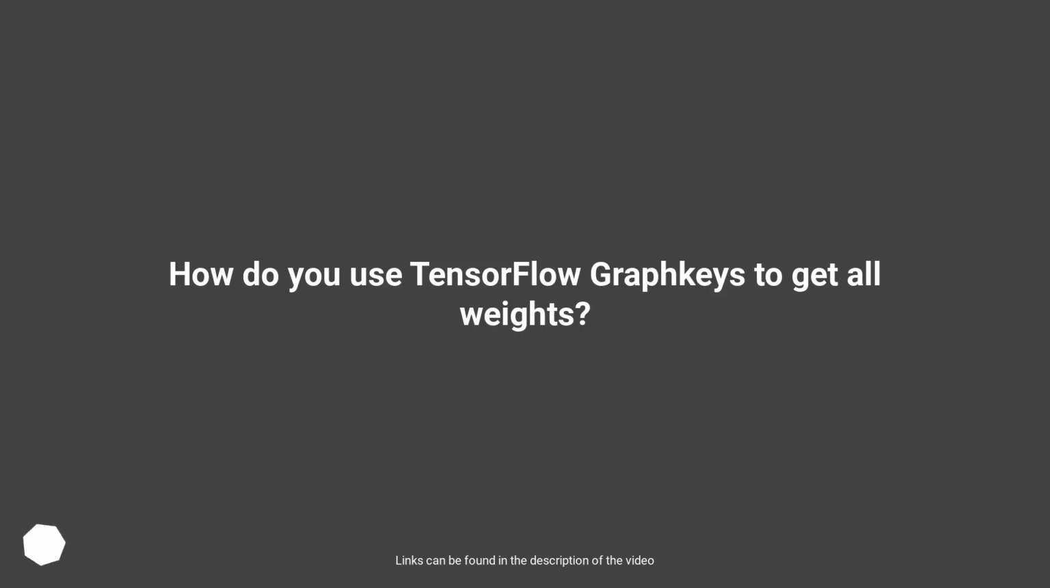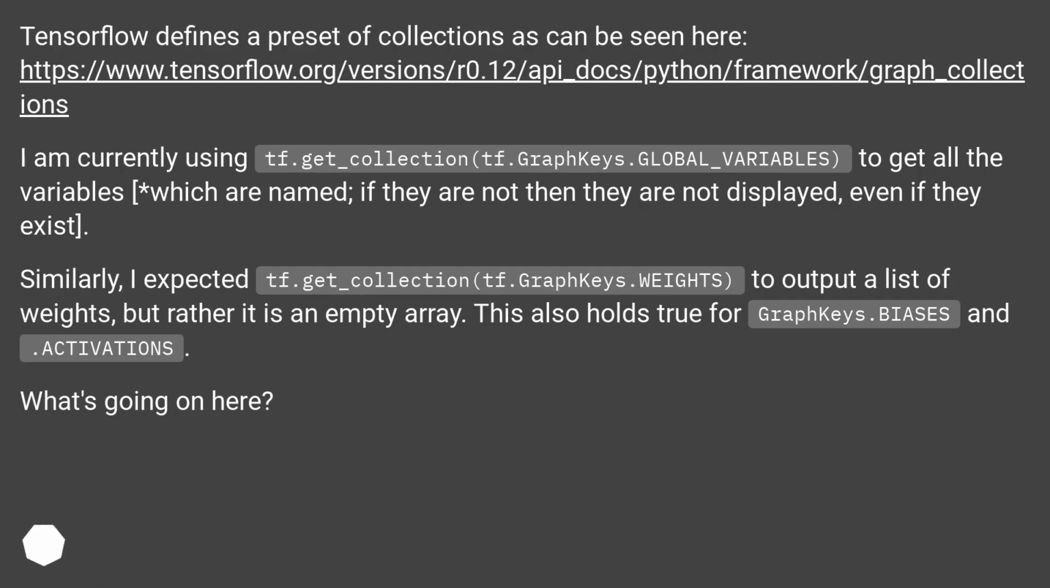How do you use TensorFlow GraphKeys to get all weights? TensorFlow defines a preset of collections, as can be seen at this URL. I am currently using tf.get_collection with tf.GraphKeys.GLOBAL_VARIABLES to get all the variables, which are named. If they are not named, then they are not displayed, even if they exist.